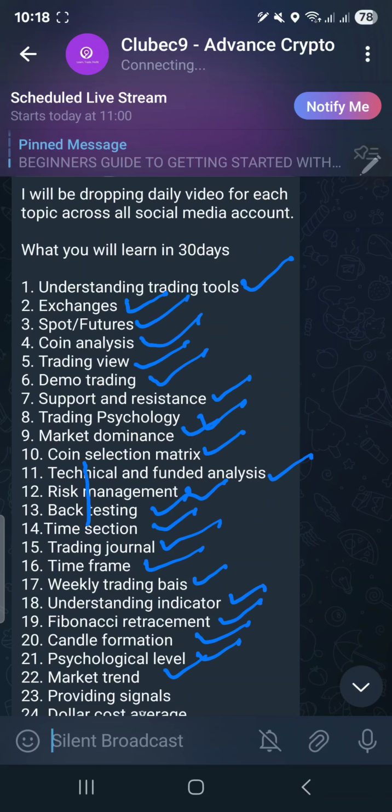Then we have number 23, providing signals. Of course, if you know how to trade, you are meant to provide signals for others. It's as simple as that. Then we have number 24, dollar cost averaging. You hear a lot of forex traders talk about adding more positions to their trade. It's the same thing that happens when you are dollar cost averaging your trade in crypto.